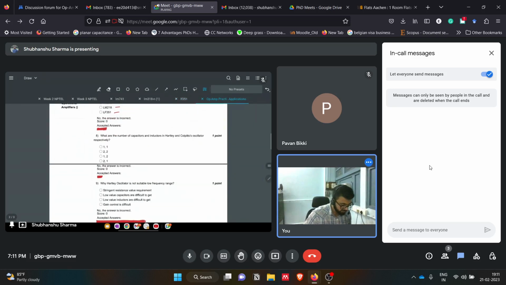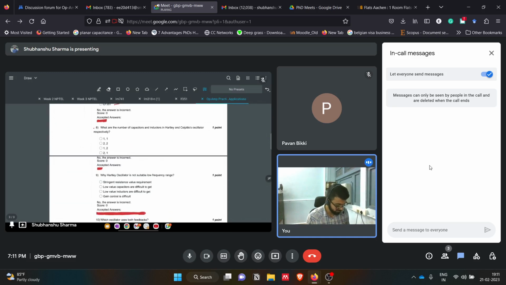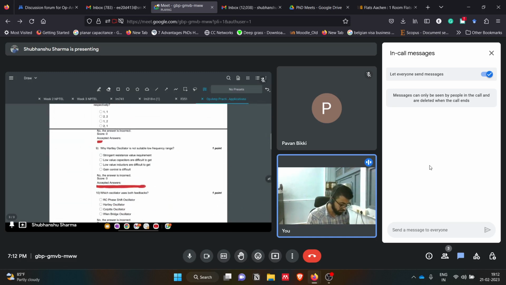Then the next question was, what are the capacitors and inductors in Hartley and Colpitts oscillators respectively? This is a very easy question. Why is the Hartley oscillator not suitable for low frequency range? You can say low value, stringent value requirement, low value capacitor is difficult to get. If you would have attended laboratories in your BTech, you would think of it.